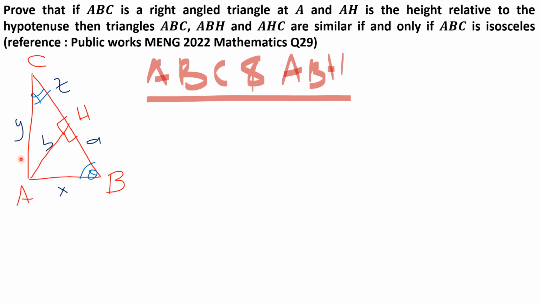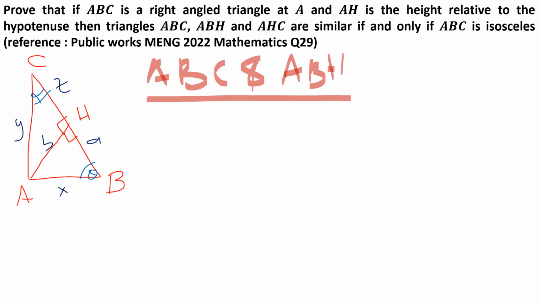The hypotenuse of ABC is Z plus A. The hypotenuse of ABH is X, because this little a here is the adjacent, while B is the opposite. The opposite of ABC, that is the opposite to theta, is Y. The opposite of ABH is B. The adjacent of ABH is A, and the adjacent of ABC is X.